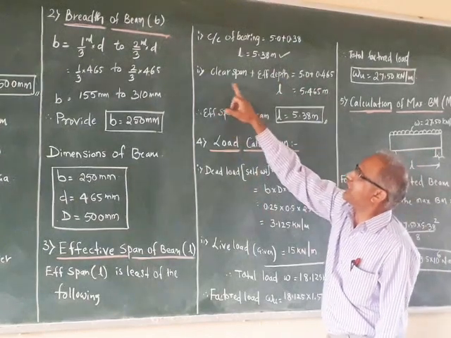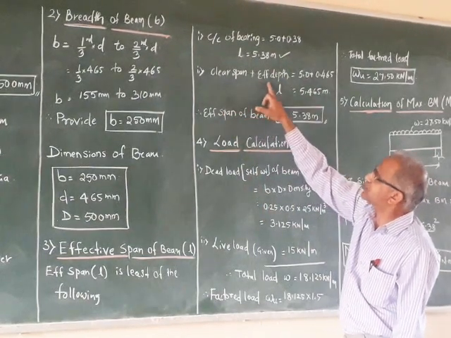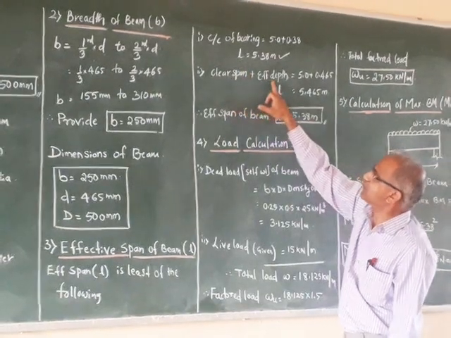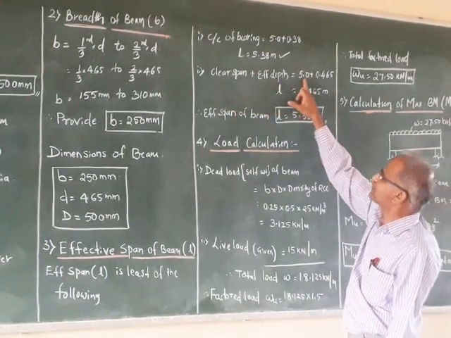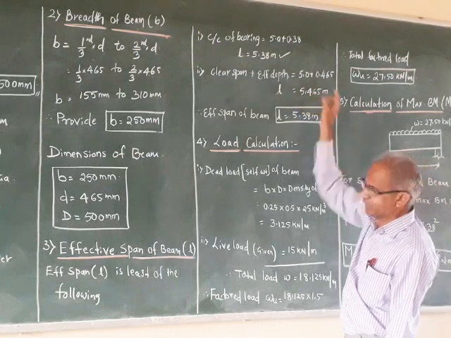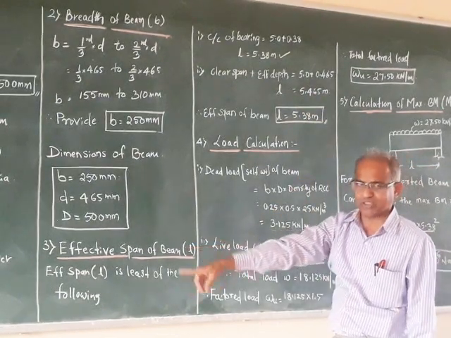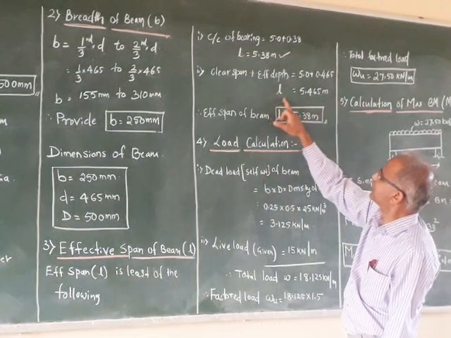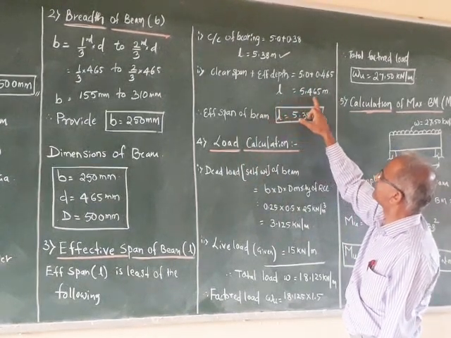Then second criteria, clear span plus effective depth. Okay, clear span, that is capital L plus small d. So clear span is 5 meter and effective depth, whatever you have calculated, 465 mm. So substitute in meter, it is 0.465. So effective span is equal to 5.465.